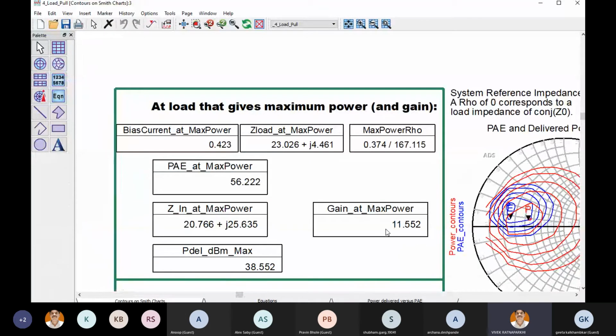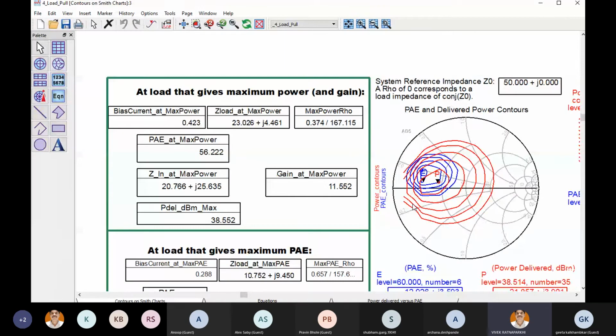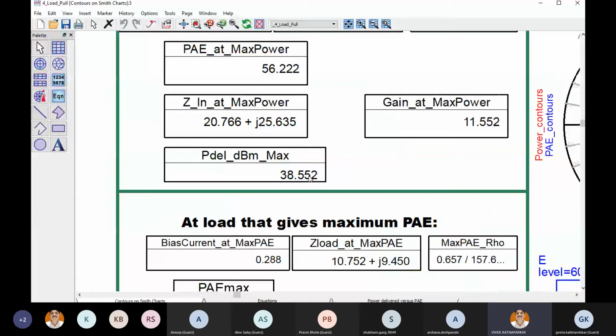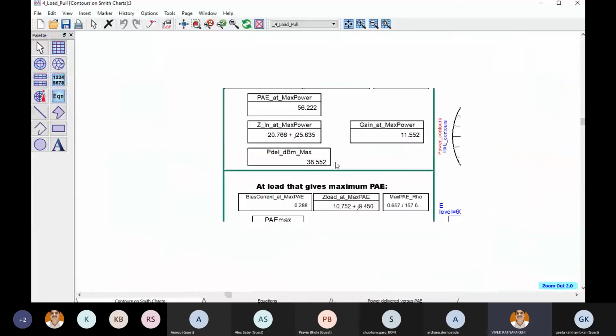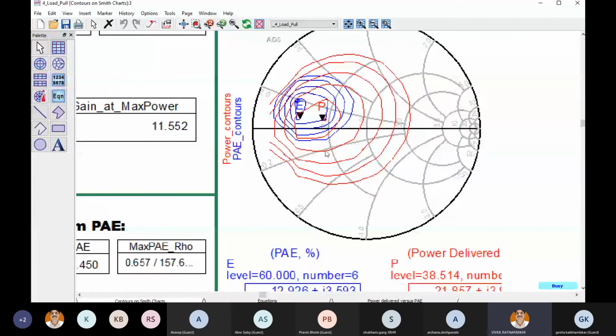So this is a very tedious job. You have to keep changing these impedance values depending on the results which you are getting and what your expectations are. So load pull can be done more than 5 times, 10 times, or even 15 or more, depending on your requirement of gain and power added efficiency. You can see gain is now 11.5 dB, PAE is 56%, and the output power delivered will be 38.5 dBm.